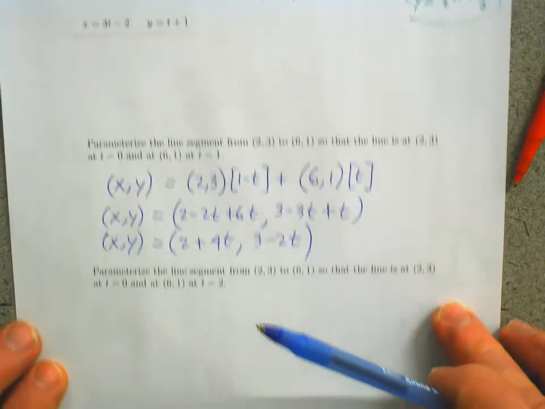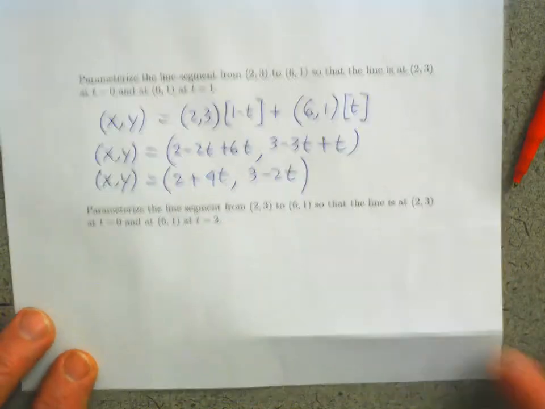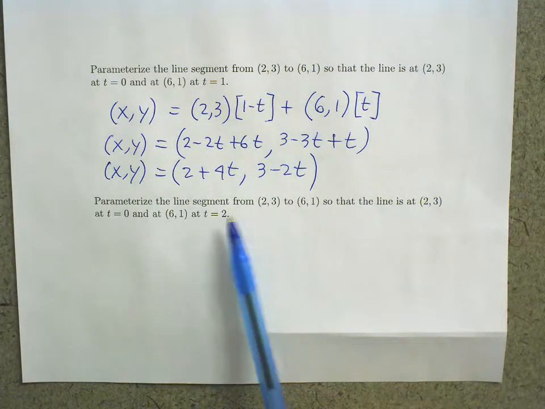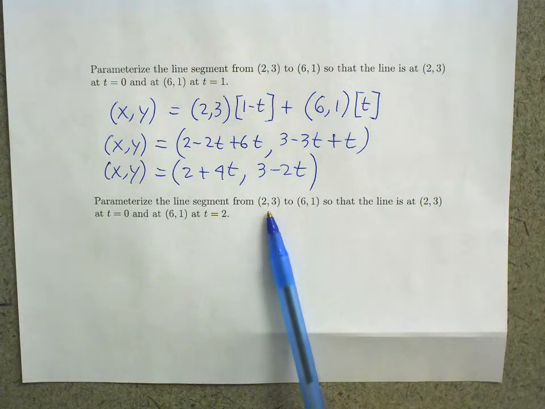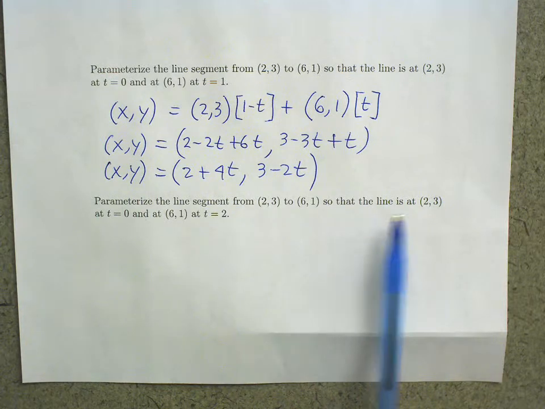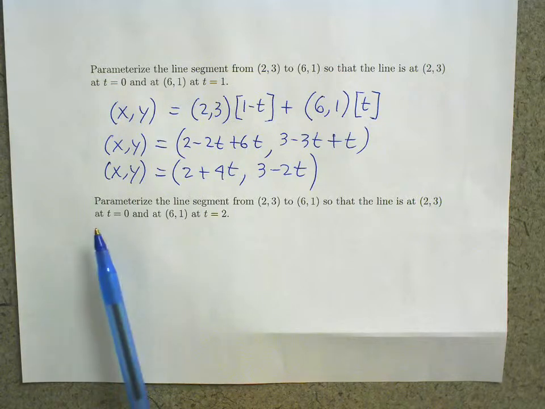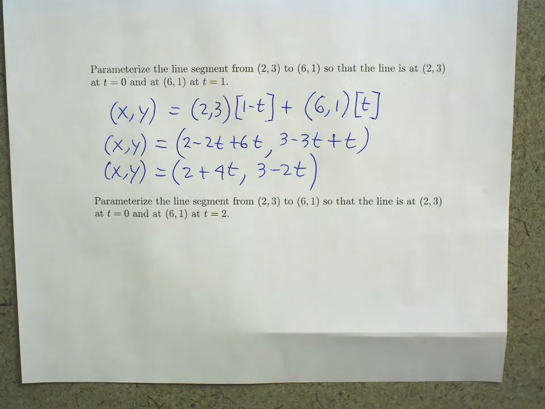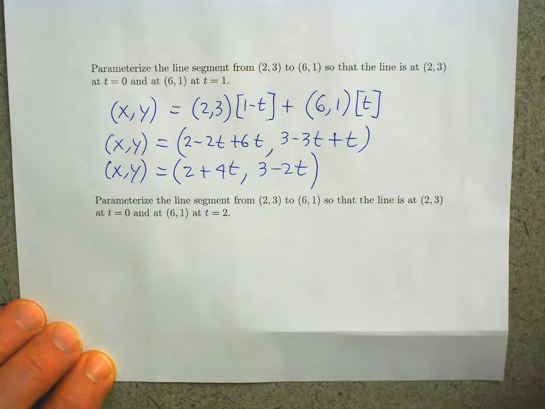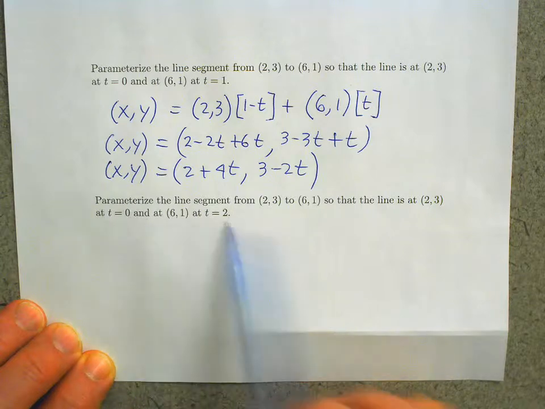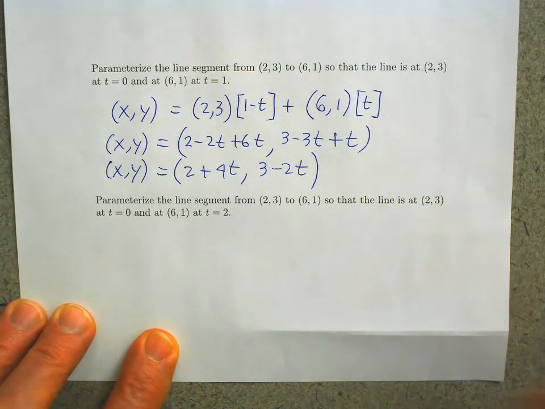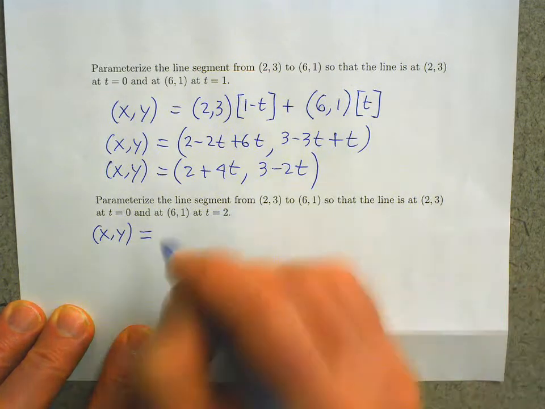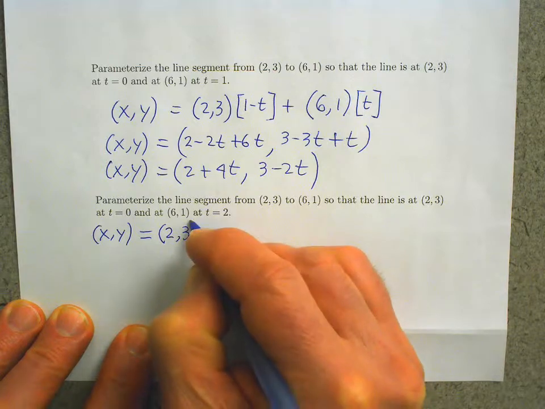Okay, the last one, though, is a little more challenging, but it's not too bad. This time we'll parameterize the line segment from 2, 3 to 6, 1, so that 2, 3 corresponds to t equals 0, and 6, 1 corresponds to t equals 2. Okay, so the t values go from 0 to 2 this time. So what do we do now? Well, it's not too hard, really.